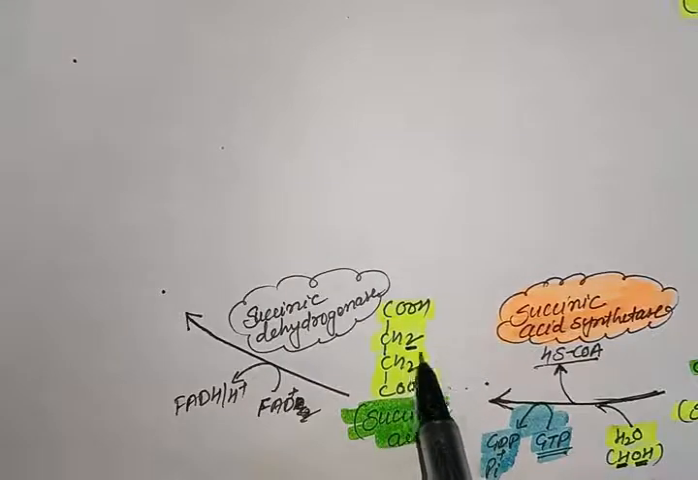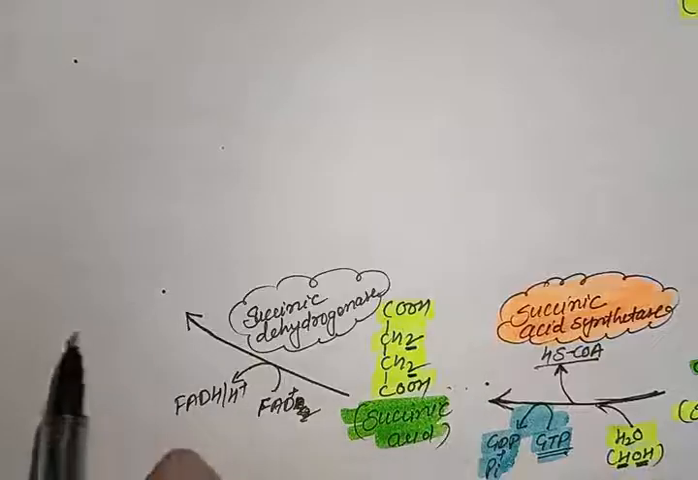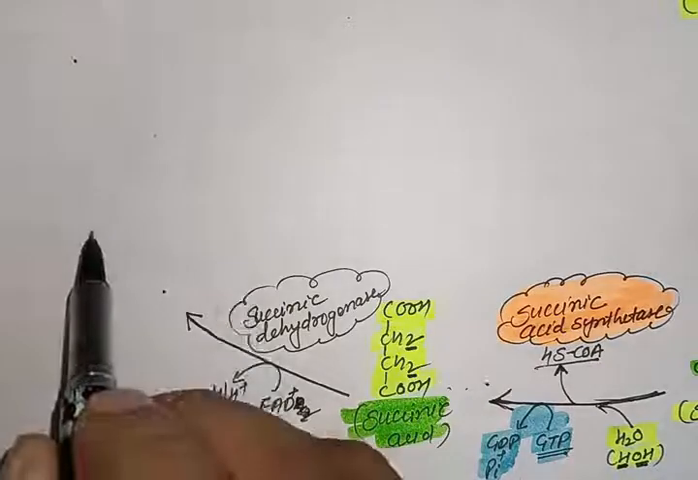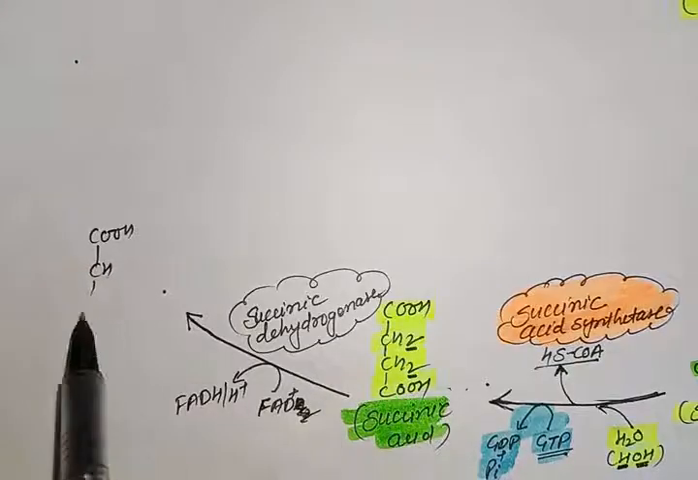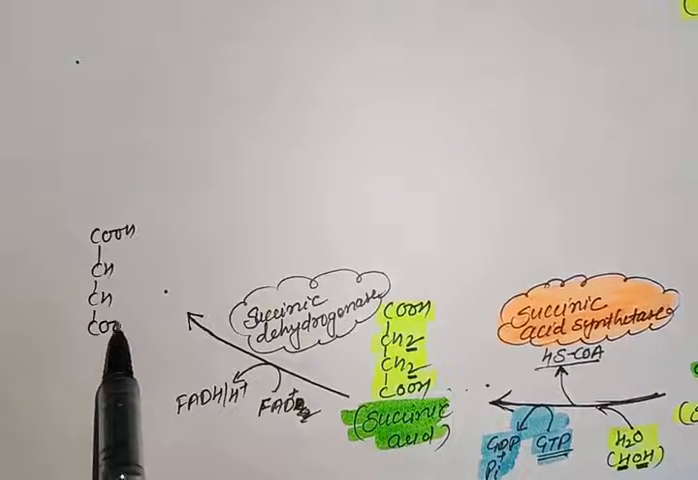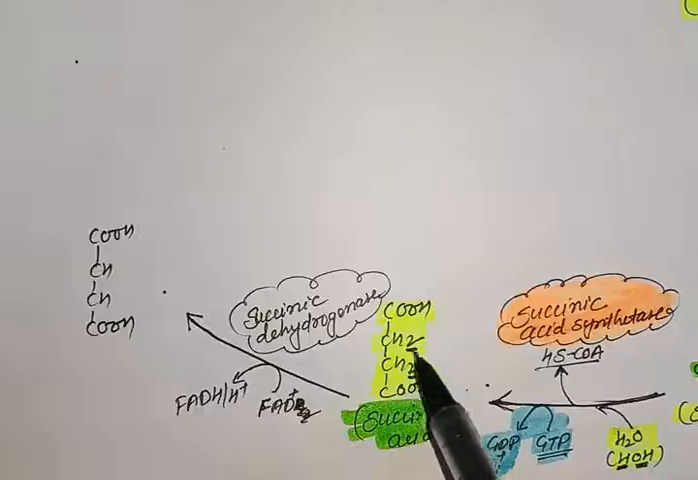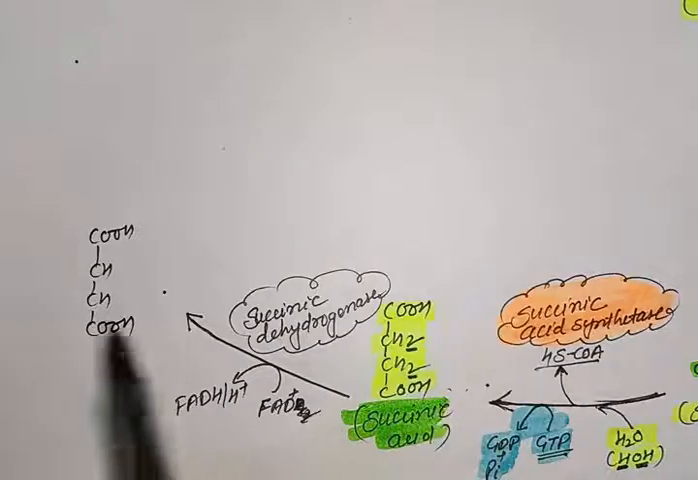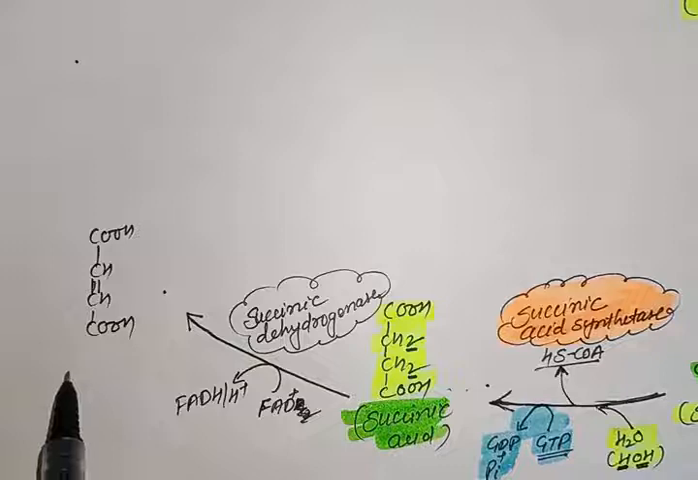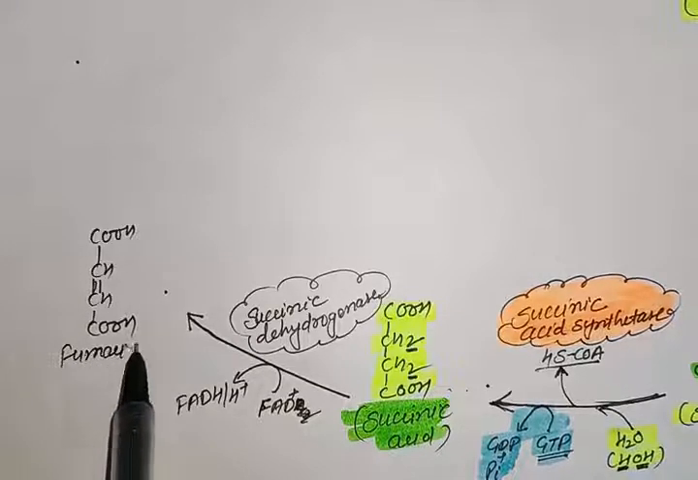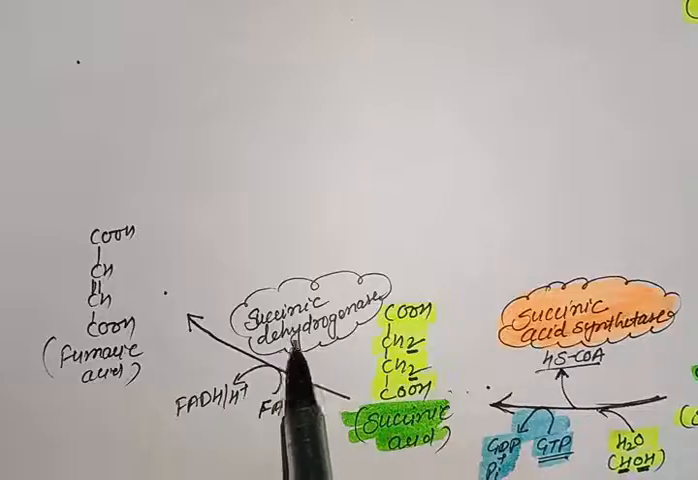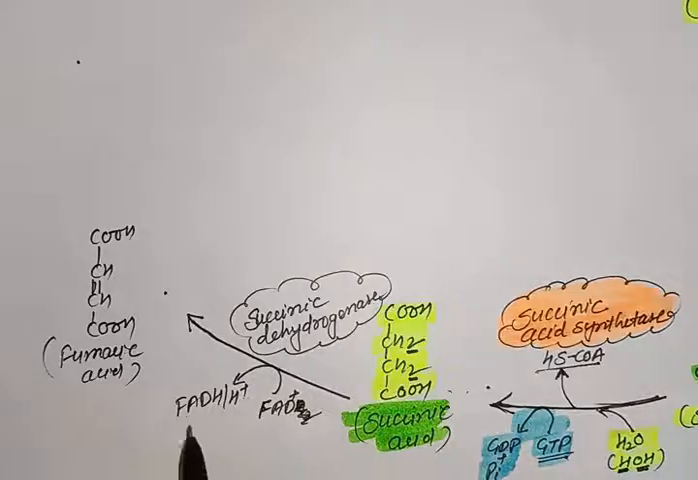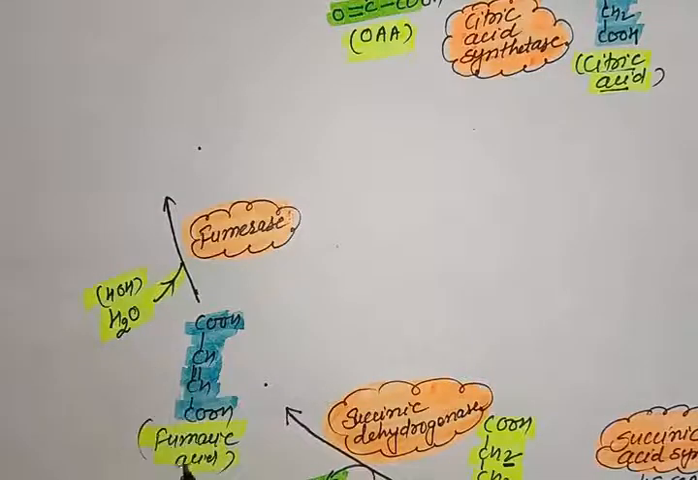This succinic acid then removes these two hydrogen, one hydrogen from here and one hydrogen from here, to form fumaric acid. So this will become COOH remains same, then this will become CH, this again becomes CH, and finally there is COOH. Because two hydrogen atoms are removed from the adjacent carbon, so the double bond will form here. This will become our fumaric acid. So the formation of fumaric acid from succinic acid occurs in the presence of enzyme succinic dehydrogenase, and during this one FADH is also formed.